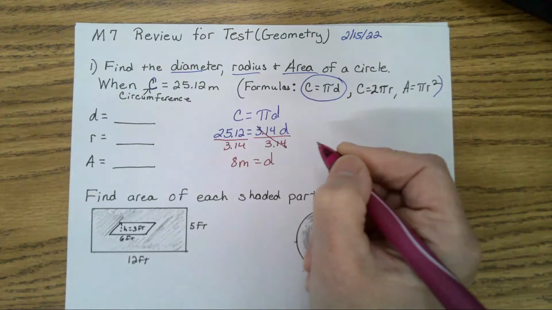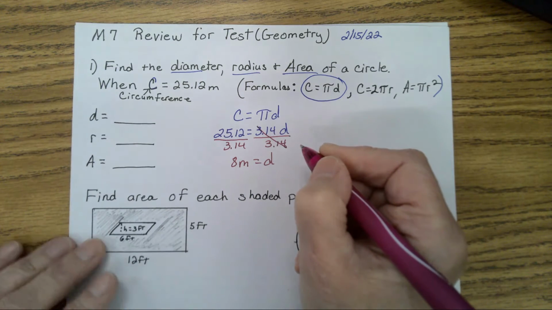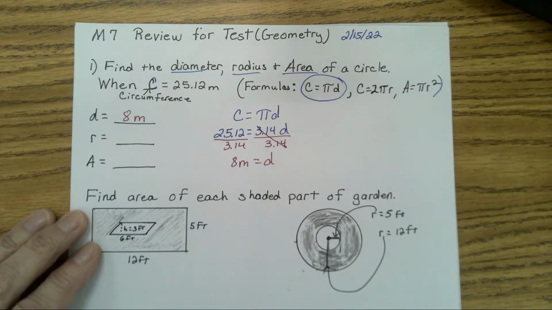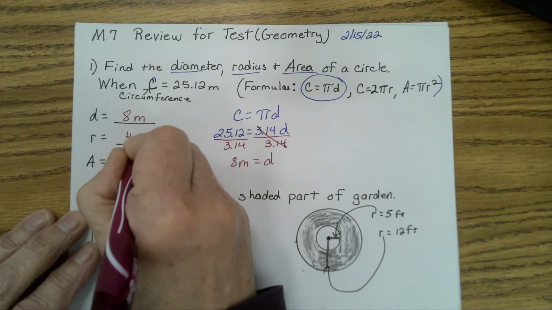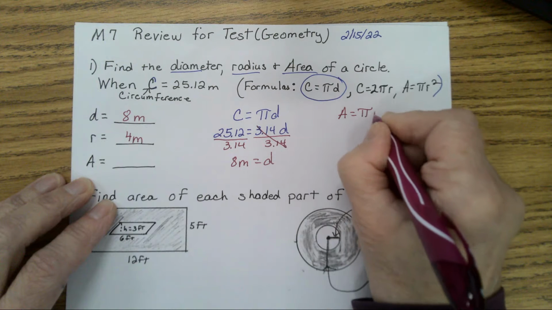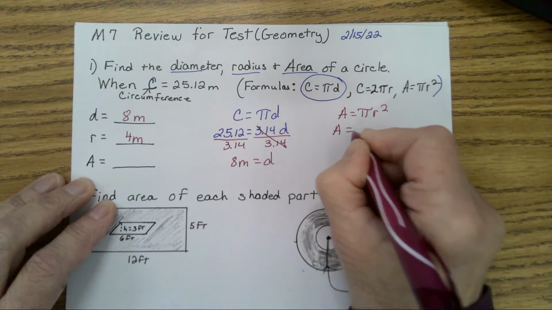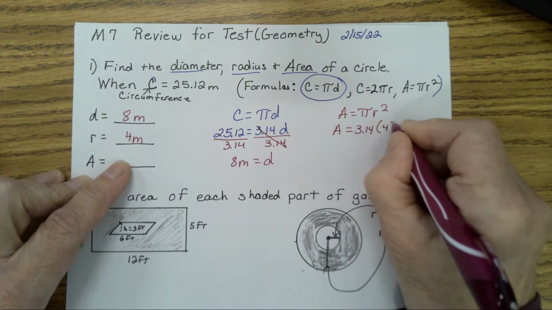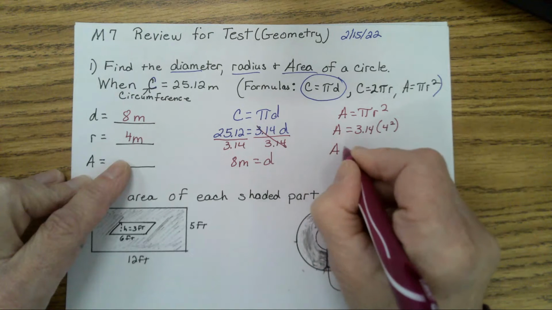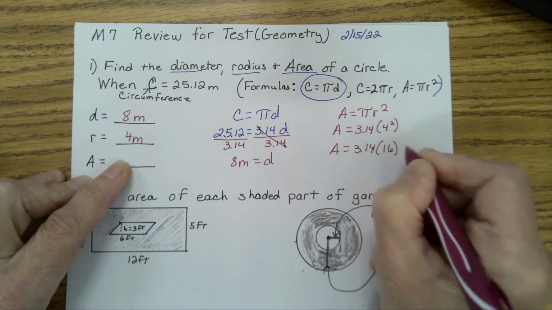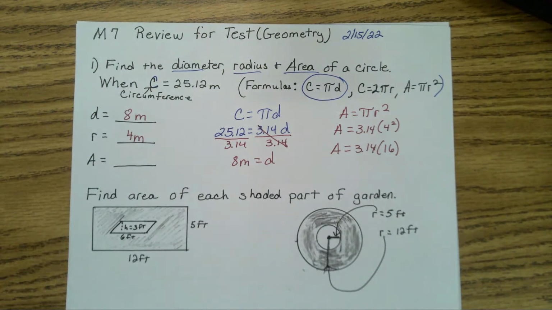So once we know the diameter, we can do everything else, can't we, kids? If the diameter is 8 meters, what's my radius? 4 meters. And now, what's the area? Well, area is pi r squared. So area will be 3.14 times 4 squared, right? So the area will be 3.14 times 16. Am I going too fast if you didn't know what to do? And what is 3.14 times 16?